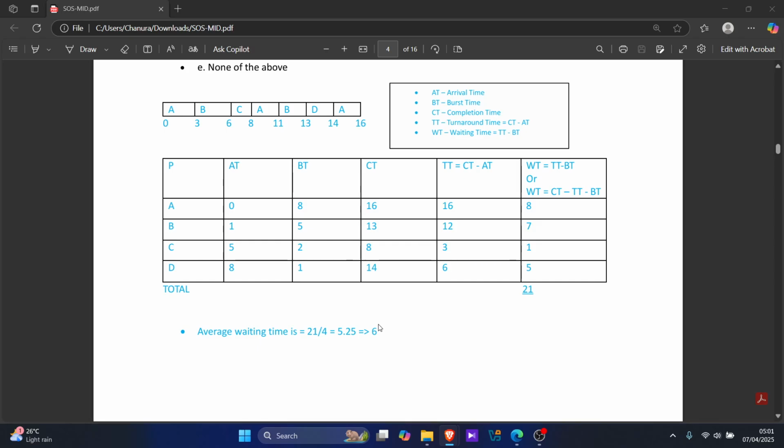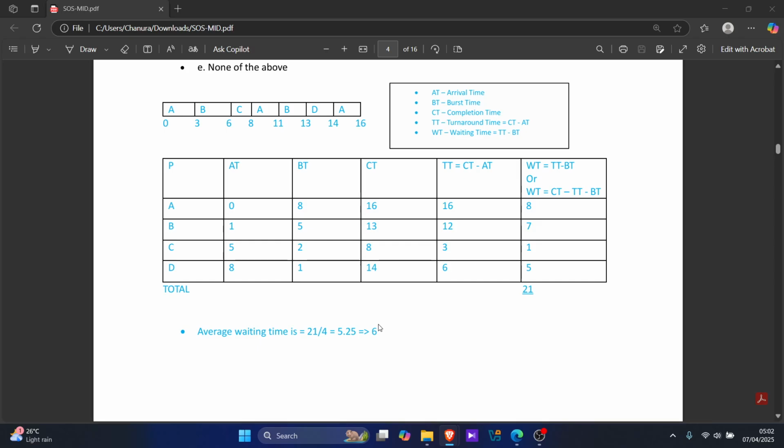None of the above. However, the user wrote average waiting time is equals 21/4 equals 5.25 equals 6. Wait, but 5.25 is not 6. It's 5.25. But the options include C.6. Maybe the user is thinking to round up. But in average waiting time, it's typically presented as exact value. So unless the question specifies rounding, 5.25 is correct, so the answer is E. None of the above. But wait, let me check my simulation again to ensure I didn't make a mistake.